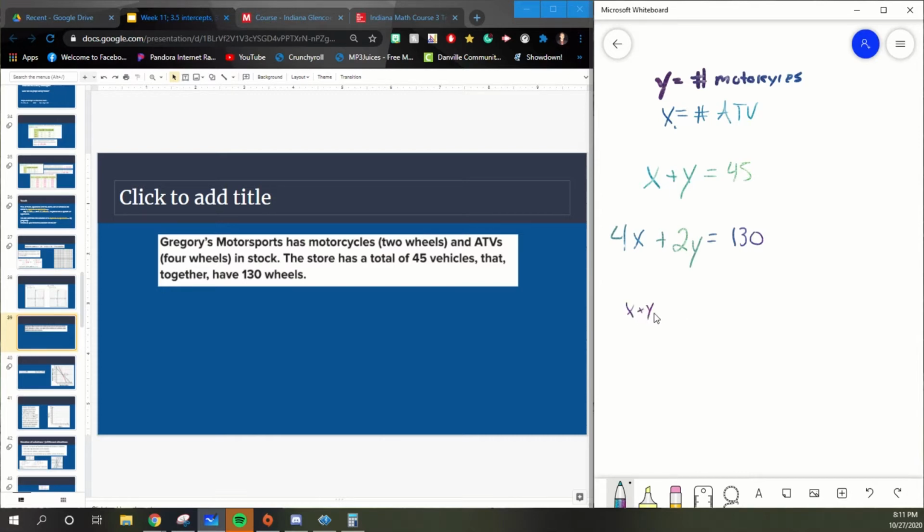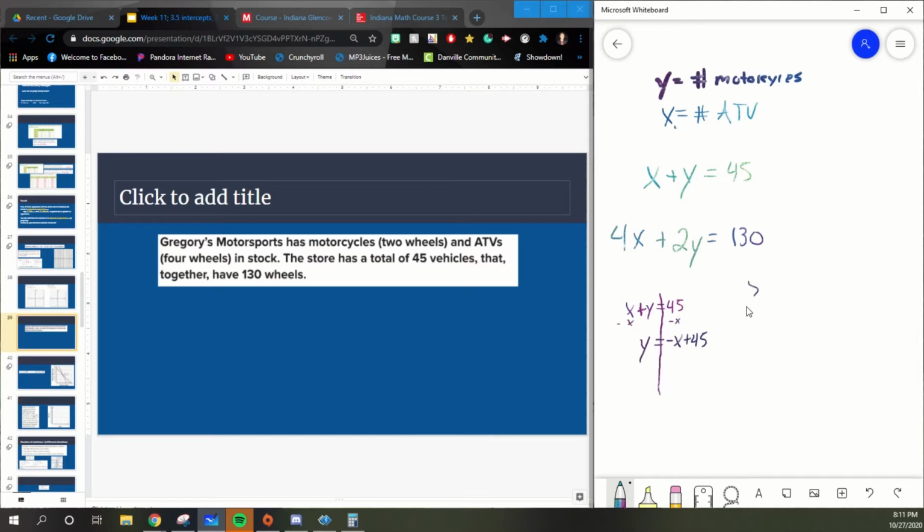So if x plus y is equal to 45, well, if I have x plus y is equal to 45, I need to get y all by itself. So subtract x from both sides, and I'll get y is equal to negative x plus 45.